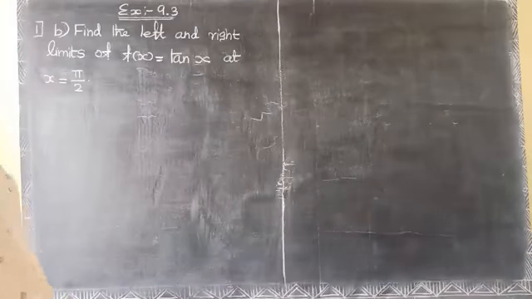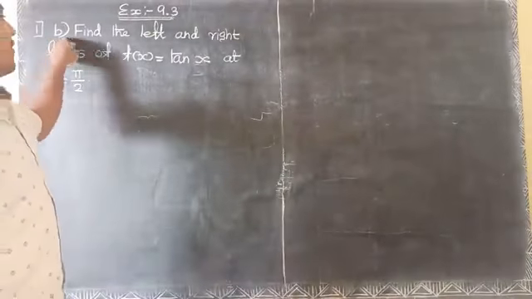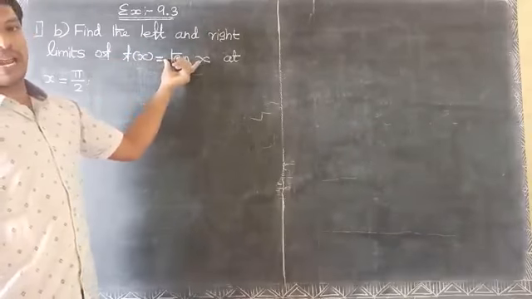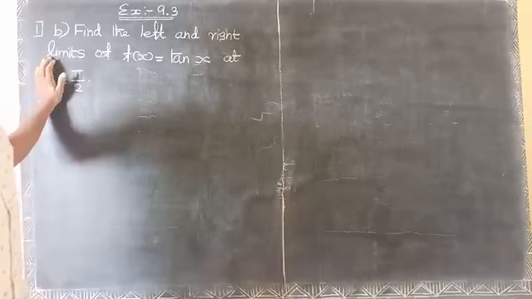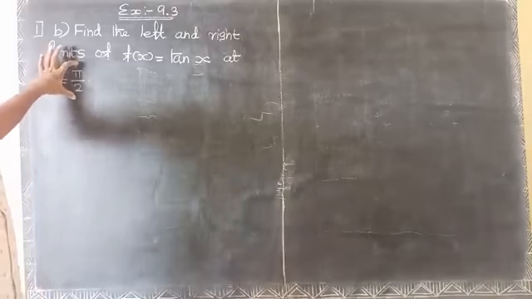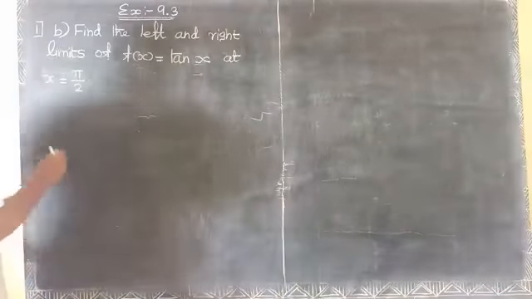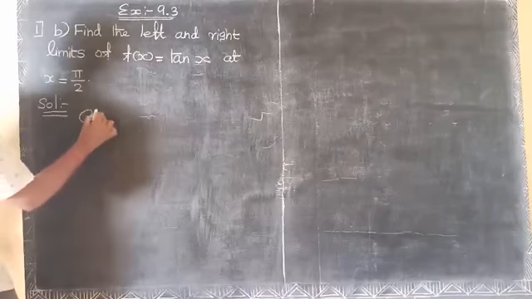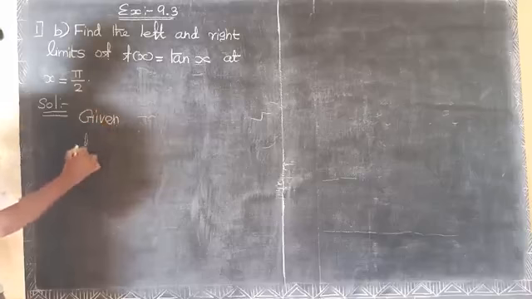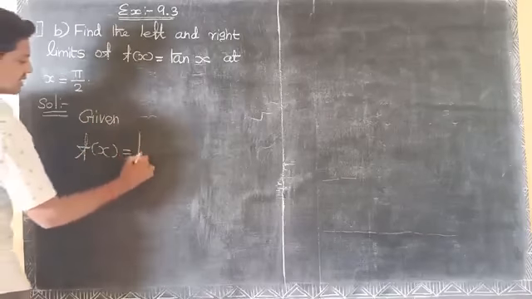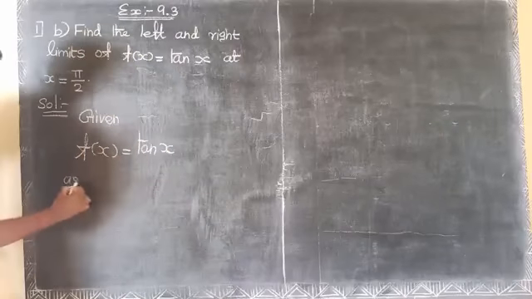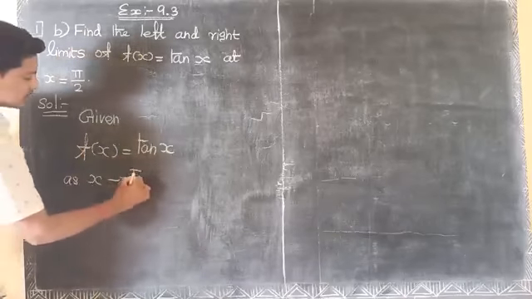Next, subdivision 2, that is option B. Find the left and right limits of the function f of x equal to tan x as x approaches x naught, some limit, which is pi by 2. Here is the solution. Given the function f of x equal to tan x as x approaches pi by 2.